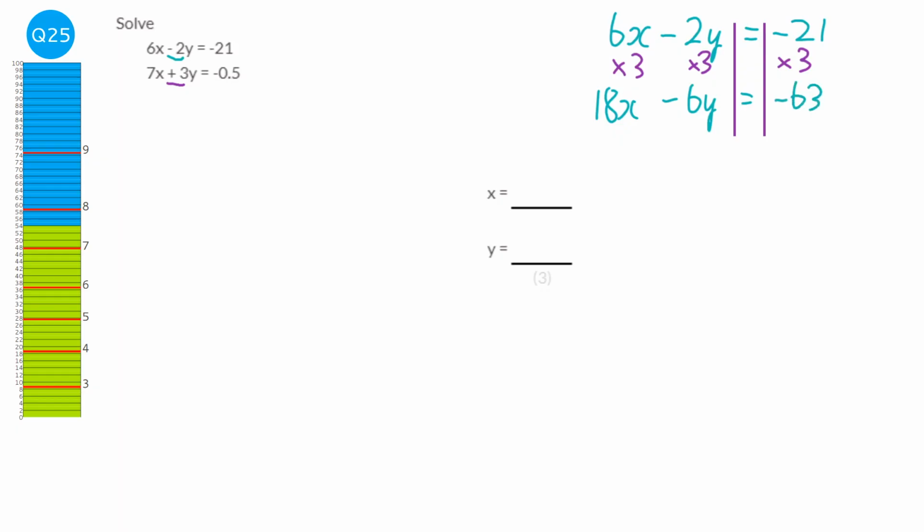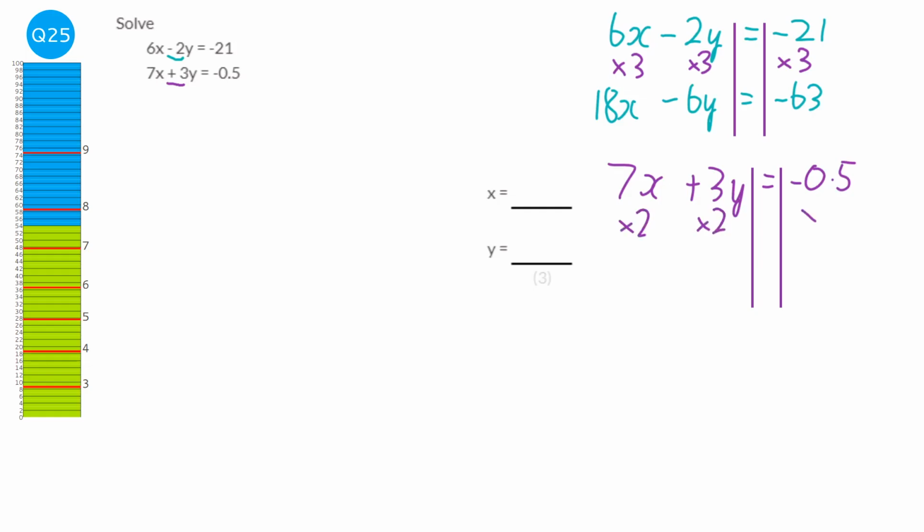On the second equation, I'm going to write that out. 7x plus 3y equals -1/2. And this time we're going to times everything by 2. So times all the terms by 2. And we get 14x plus 6y, which is good, so that's what we wanted, and equal -1.